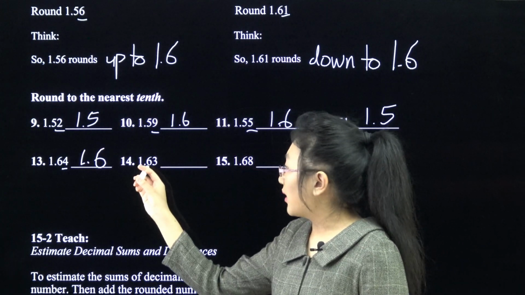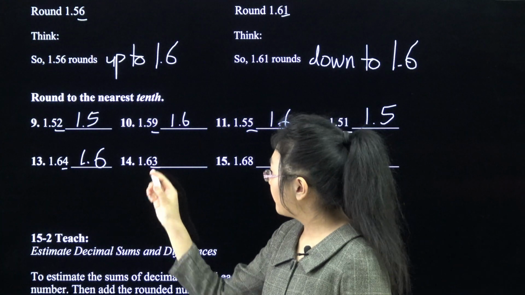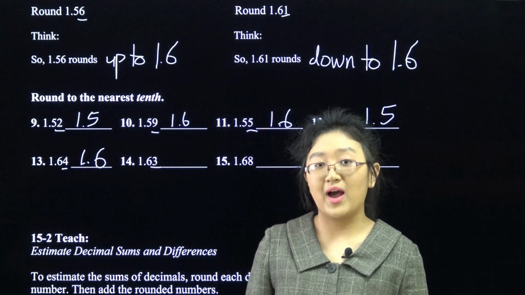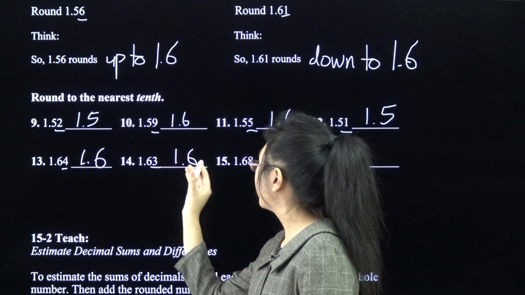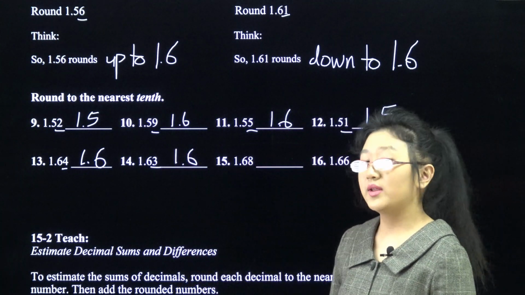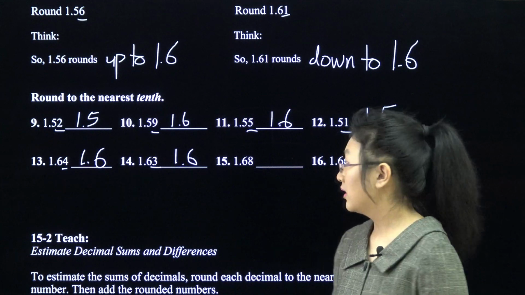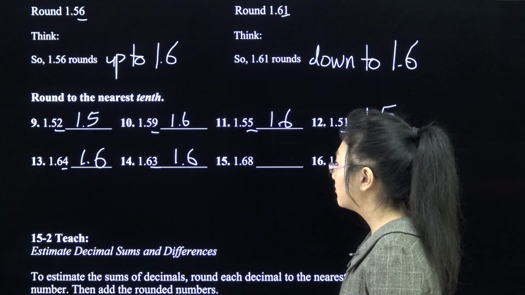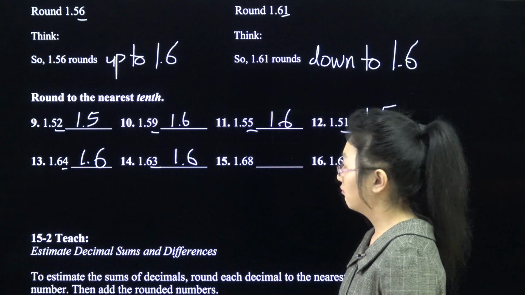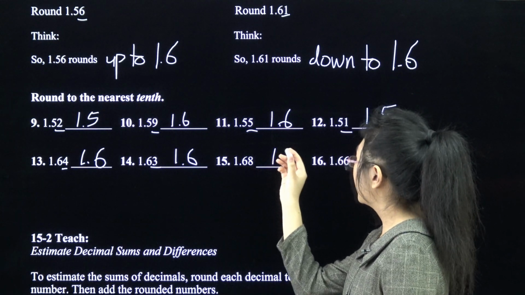1.63. The hundredths place is 3. 3 is smaller than 5. So we round down to 1.6. 1.68. 8 is, well, bigger than 5. So we round up to 1.7.